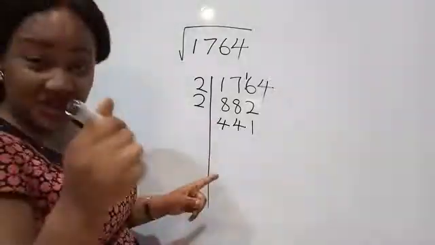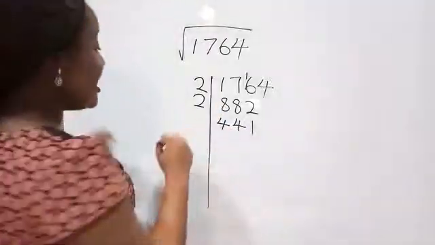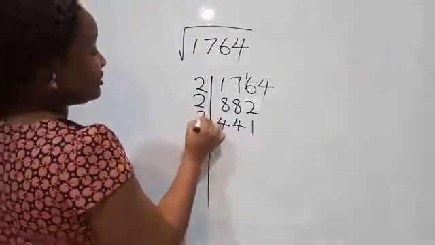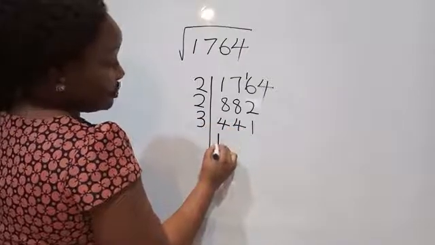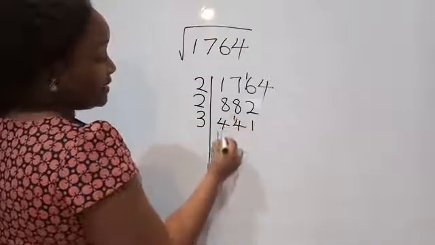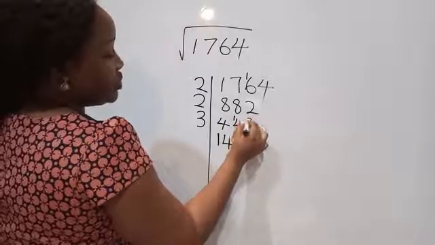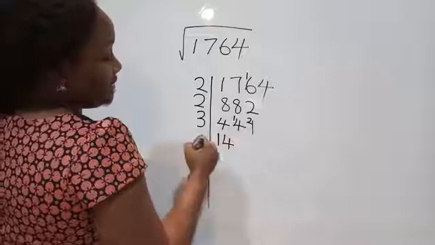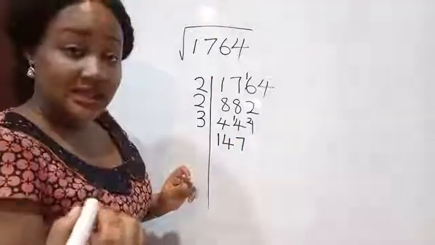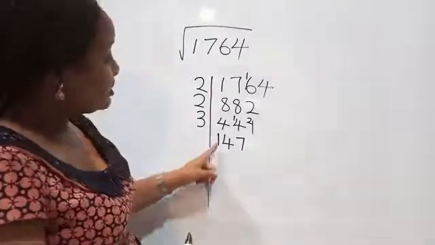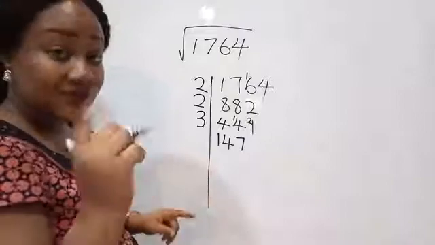So let's see if 3 is a factor. We have 4 plus 4, 8, plus 1, 9. So that means 3 is a factor. I have 3 here. 4 divided by 3, we have 1. 14 divided by 3, we have 4, remaining 2. And 21 divided by 3, we have 7. To check if it's still divisible by 3, we do 4 plus 4, 8, plus 7... it's still divisible by 3.